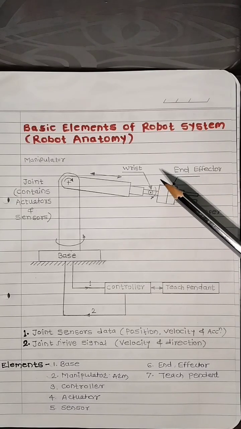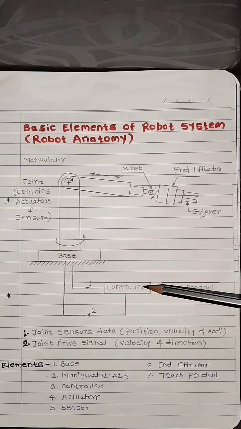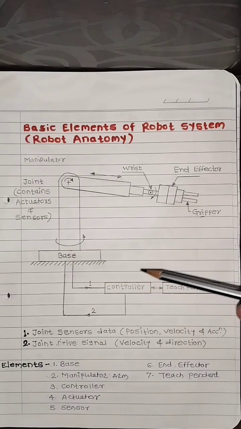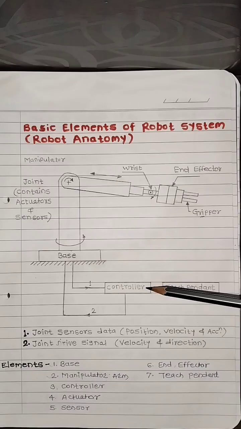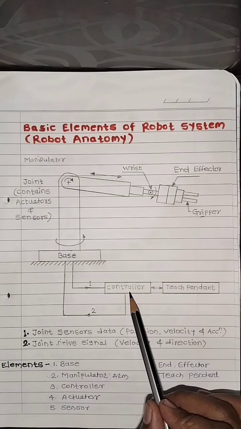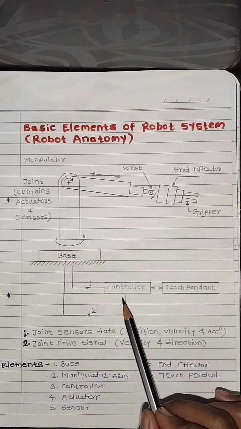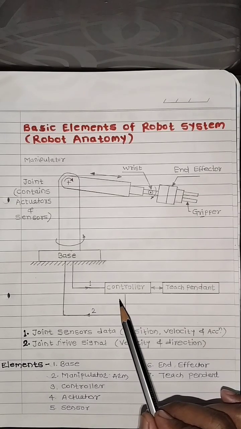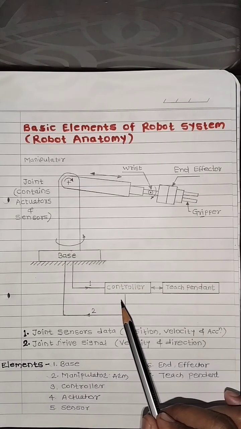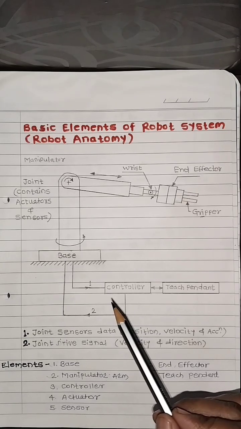Then next part is controller. This is nothing but the main part of the robotic system. Like in the human body, the brain is considered the main and important part of our body. In the robotic system, the controller is also considered the main part, or the brain, of the robotic system. Why is it called a brain? It allows the robot to connect to other systems, like the human brain.